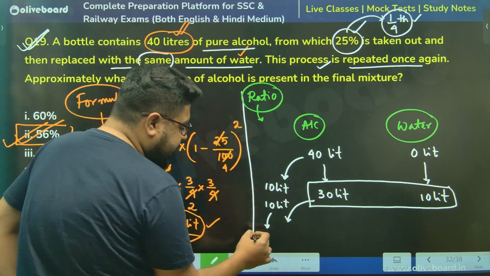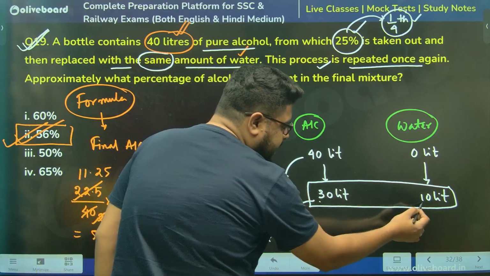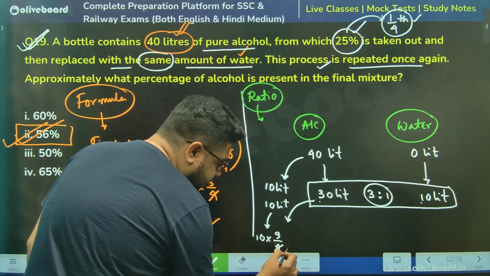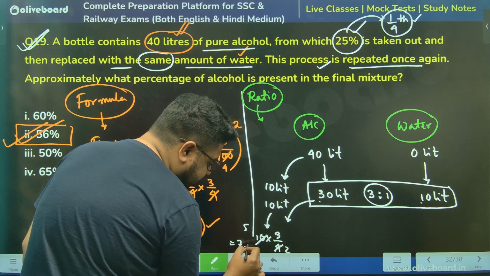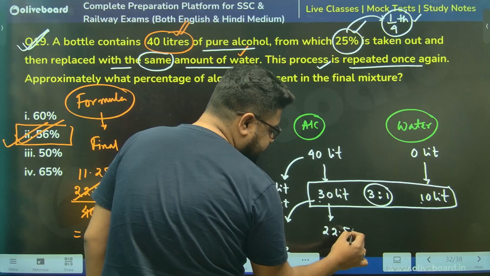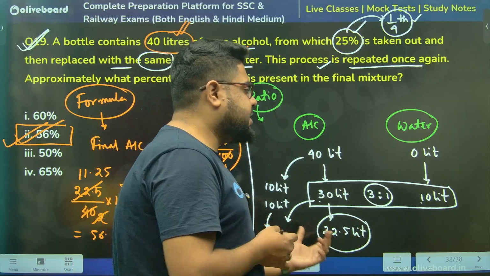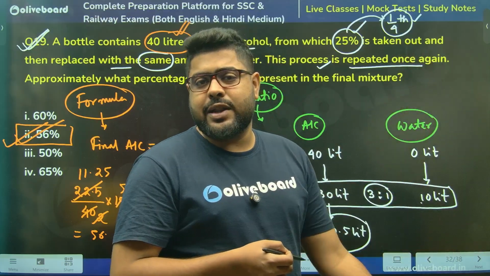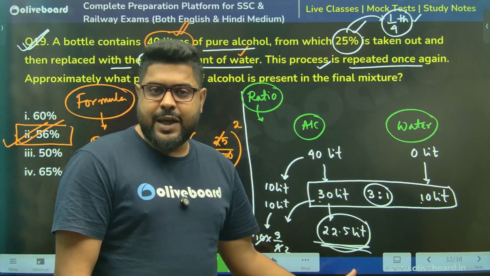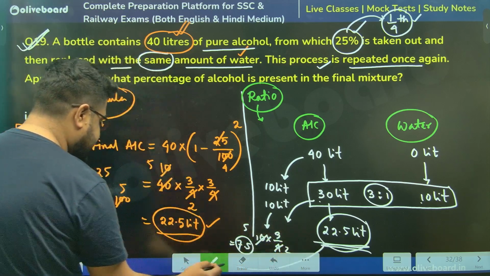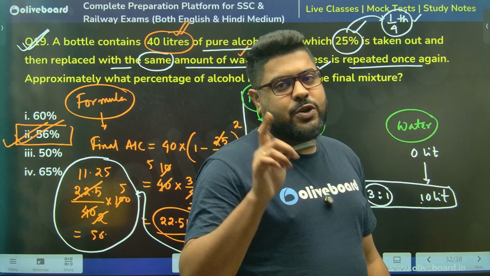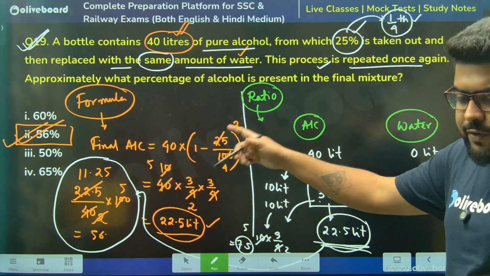So how much alcohol will I take out? In 10 liters, the alcohol and water ratio is 3:1. So it will be 3 out of 3 plus 1, which is 4, of 10, so 7.5 liters. If you calculate, it will become 22.5 liters. And again, I'll replenish it with water. I don't need to calculate the water because I just got the alcohol left. Now you see the final calculation will be absolutely identical: 22.5 liters of alcohol remaining out of 40 liters.